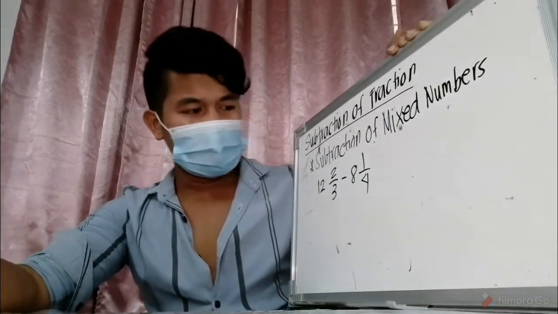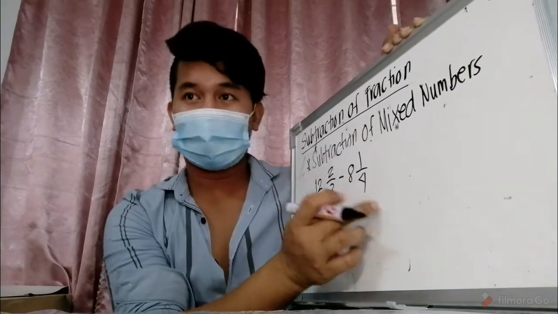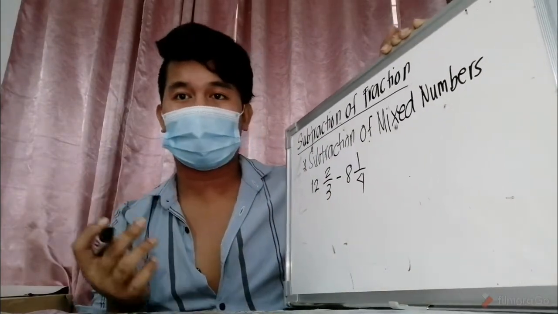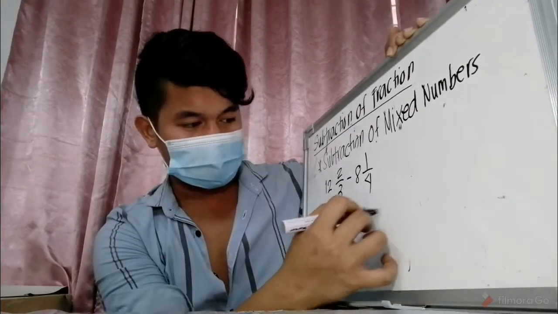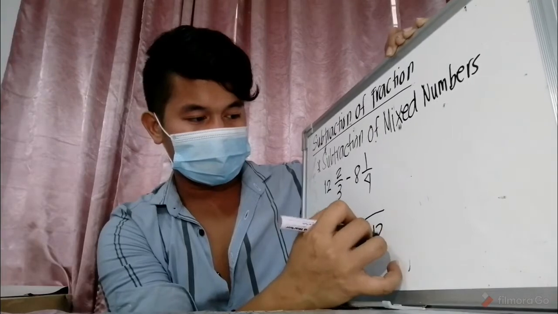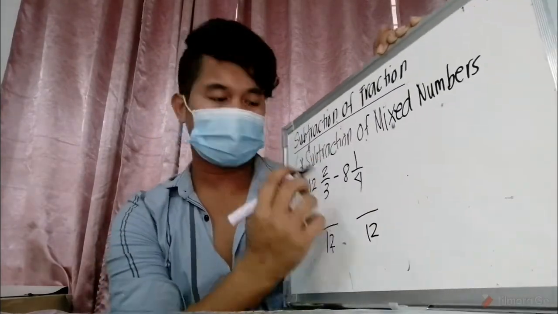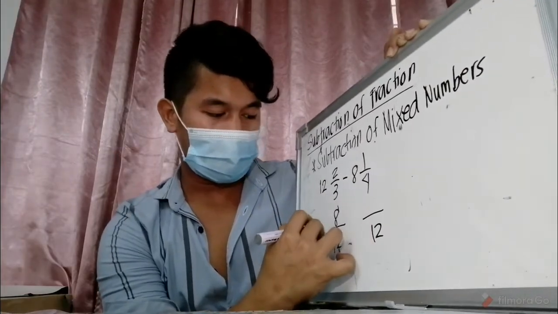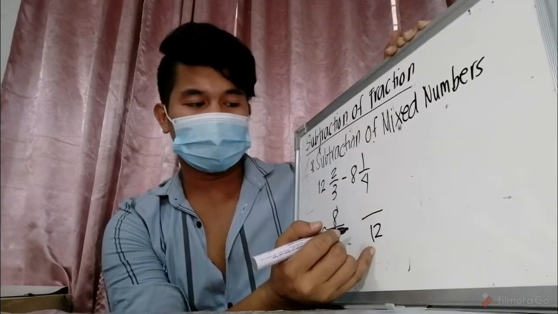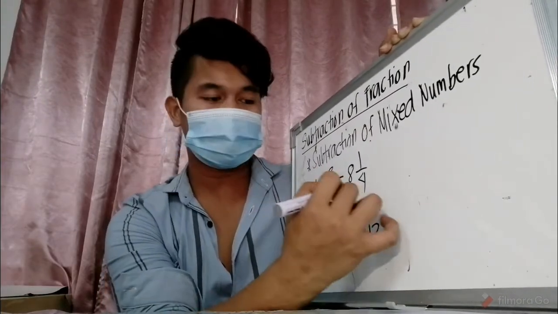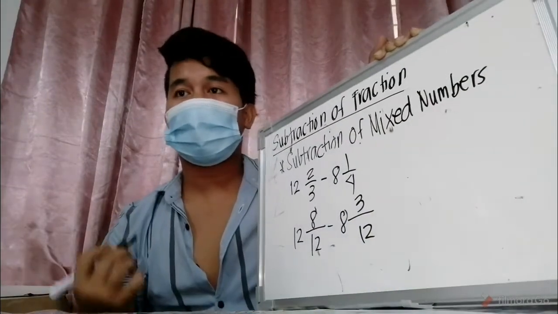So how? As you can see, we have here 2/3 and 1/4. So we need to get the least common denominator of 3 and 4, and that is 12. Okay, so let us change it to 12. So 12 divided by 3 is 4 times 2 is 8. So we have 12 and 8/12. And for this one, we have 12 divided by 4 is 3 times 1 is 3. So we have here minus 8 and 3/12.